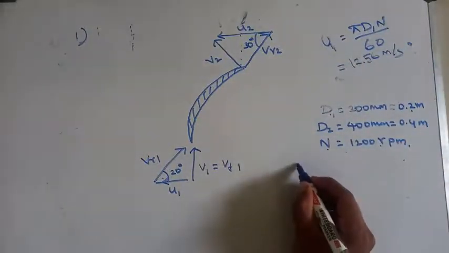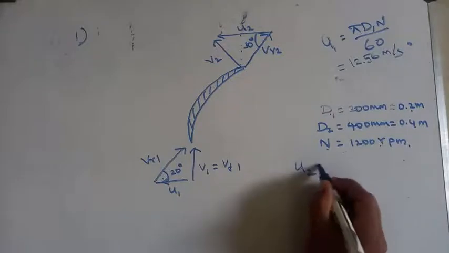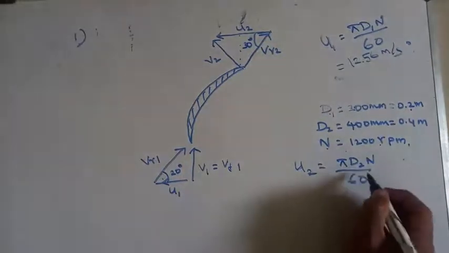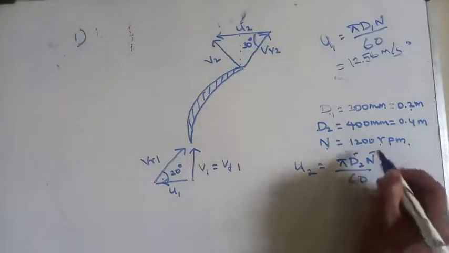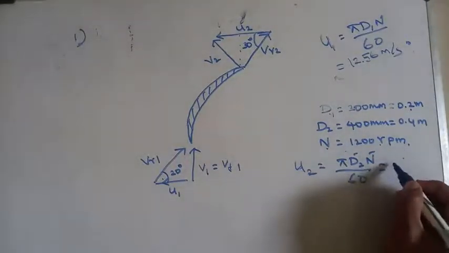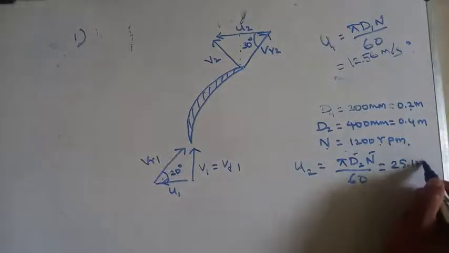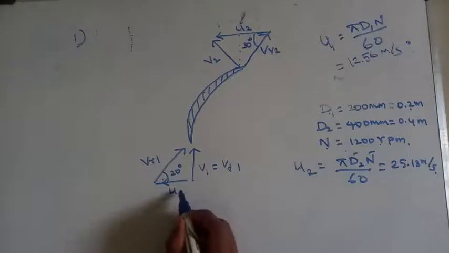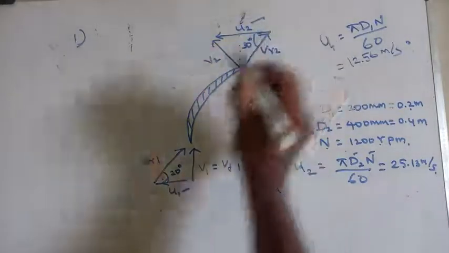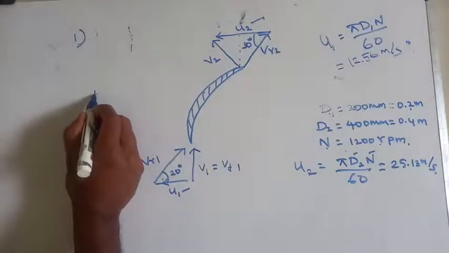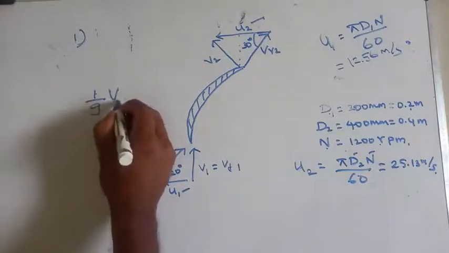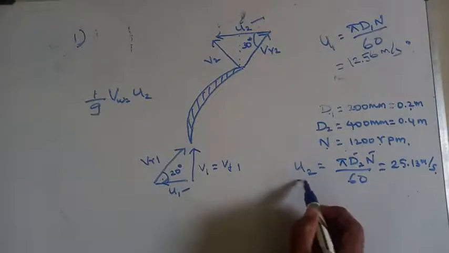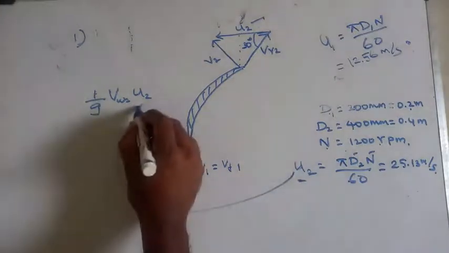Like that, if I substitute U2, I know U2 is nothing but pi D2 N by 60. If I substitute the D2 value and N value from here, then I will get U2 as 25.13 meter per second. I know U1 value, I know U2 value. For calculating work done, I have to know 1 by g into VW2 U2. Here I know U2. The only thing I don't know is VW2.